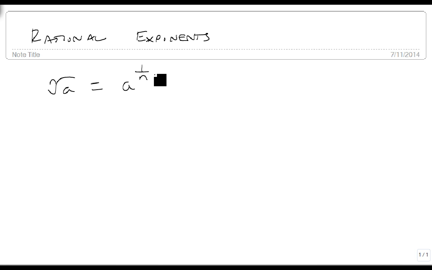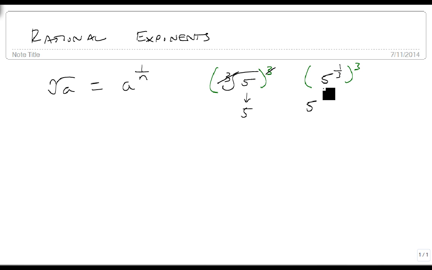And the easy way to see this is let's look at the cube root of 5 and 5 to the 1/3. And let's see what happens when we raise both of these to the third power. Well, when we raise a radical to the matching power, we just get 5. The power and the radical cancel each other out. Well, 5 to the 1/3 cubed is 5 to the 1/3 times 3, which is 5 to the 3/3, which is 5. So these are both the same. It's just a different way of writing it.